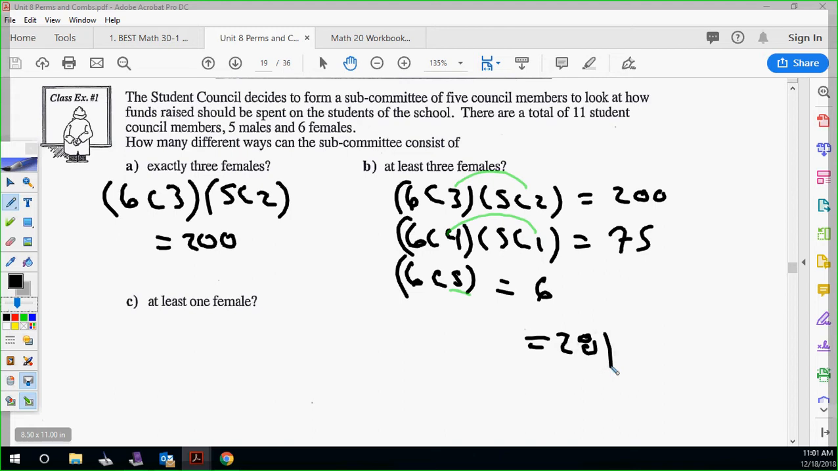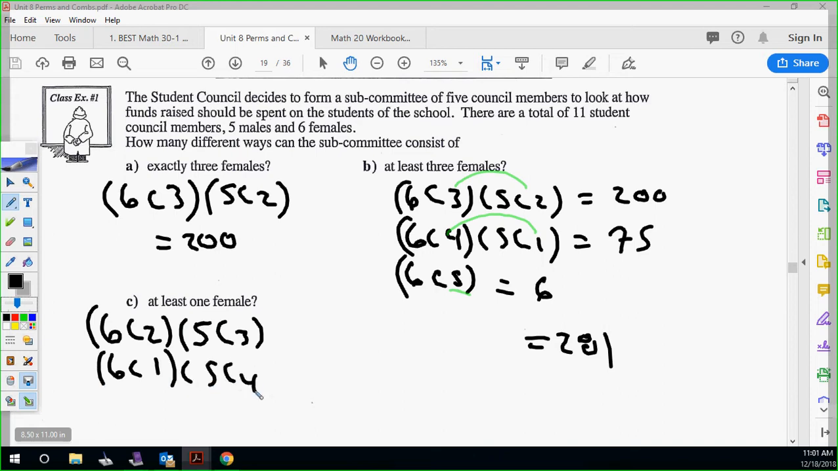At least 1 female. So at least 1 female, we can just steal the 281 here, and then we have to do it for 2 and 1. So we have to do 6C2, 5C3, 6C1, 5C4. I have to get those 2 totals, which is, the first one, 30 and 150, and then I add 281 to that.